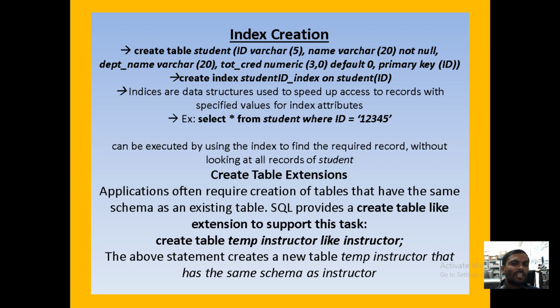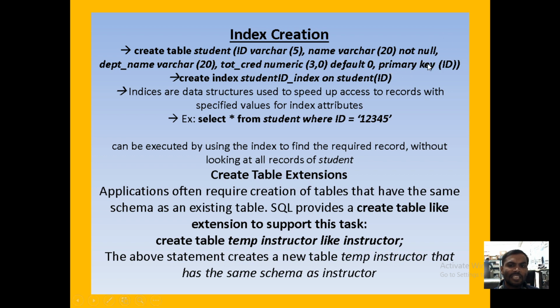If you have total credits and you are not assigning any value, by default it will take 0 for those credits. For example, if the student is absent for the exam, it gives 0 credits by default. At that time we can use a default constraint. Now coming to the primary key.